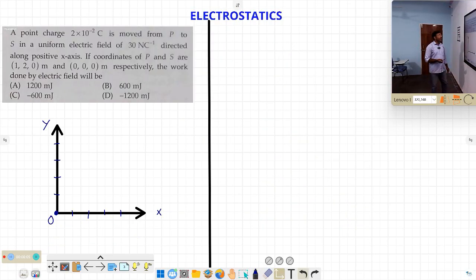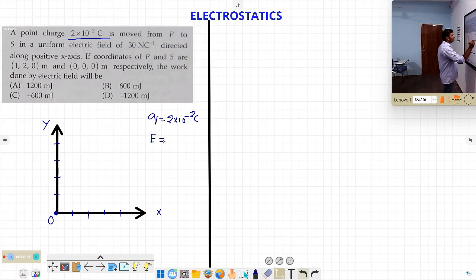Now this question: a point charge Q equal to 2 into 10 power minus 2 coulombs is moved from P to S in a uniform electric field of 30 Newton per coulomb, directed along the positive x-axis.